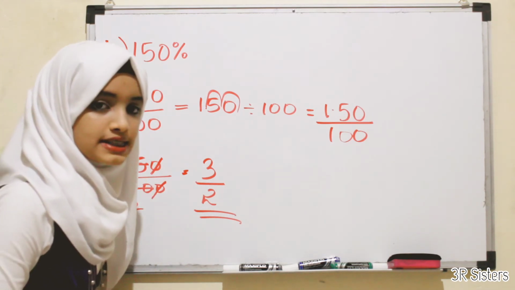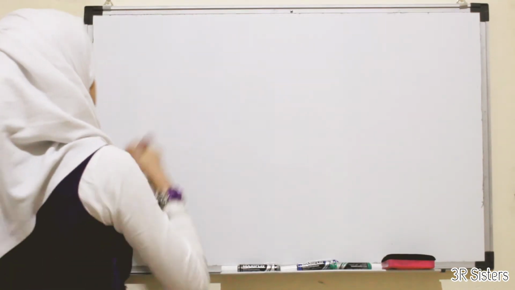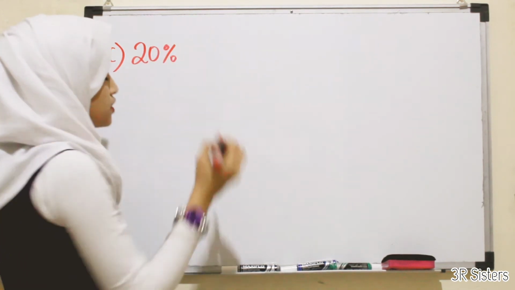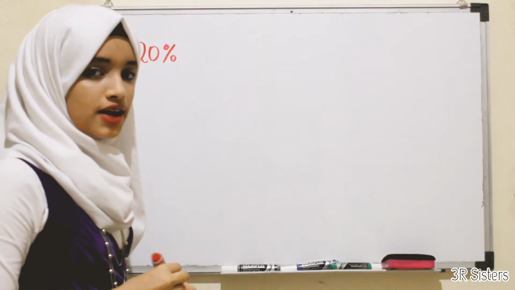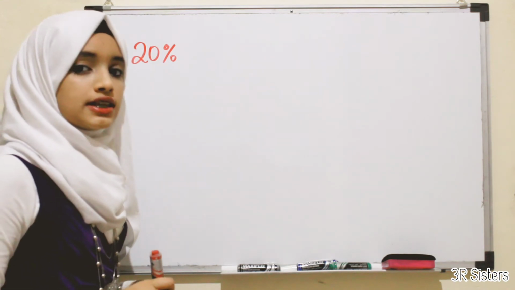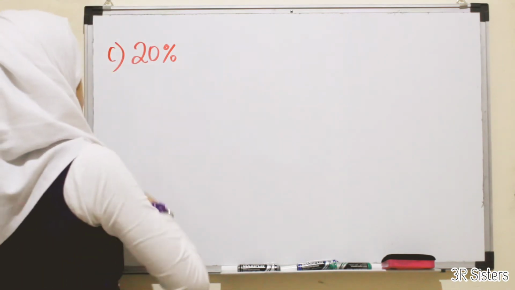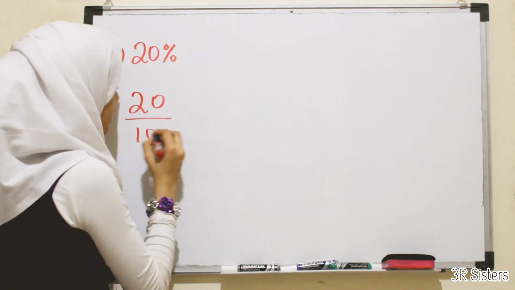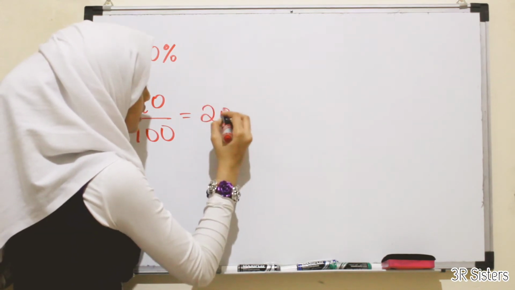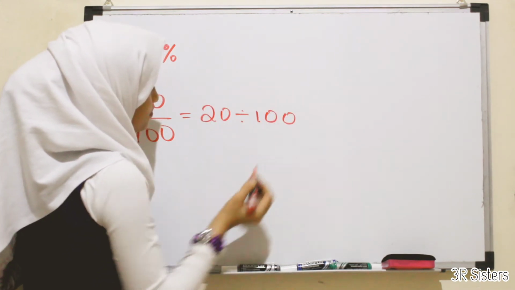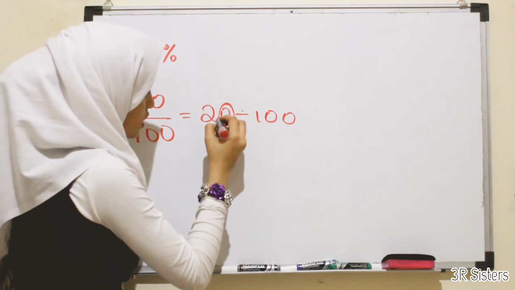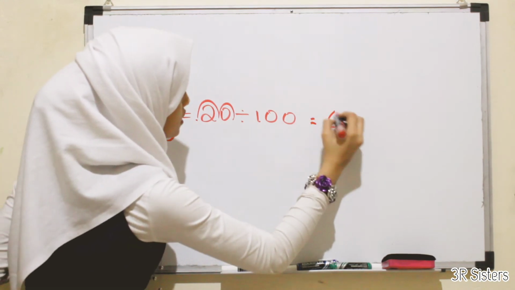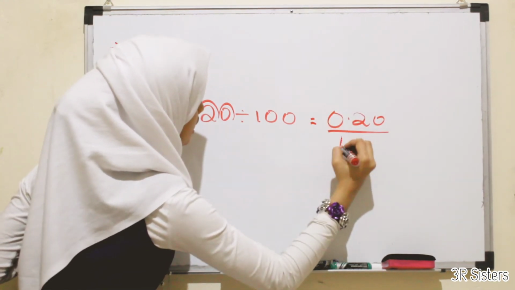Now let's move to the C question. So what is the C question? C question is 20%. Now we have to convert it to a decimal fraction and also to its simplest form. So how will we do it? First we will write 20 by 100, which equals 20 divided by 100. Now 2 zeros, so 1, 2. Now the point will be here. So this will become 0.20.